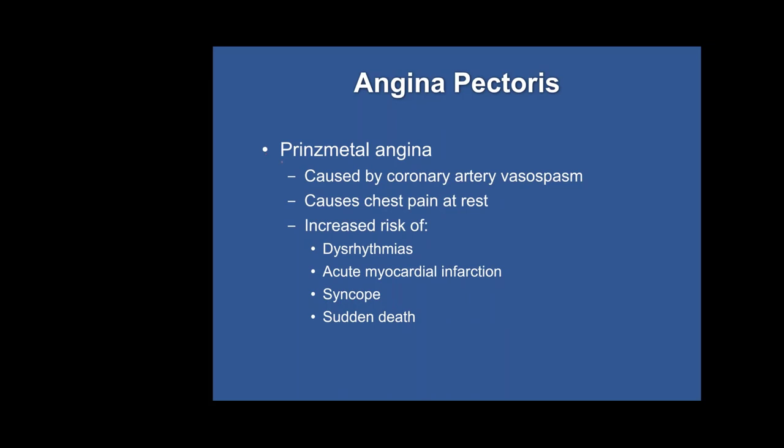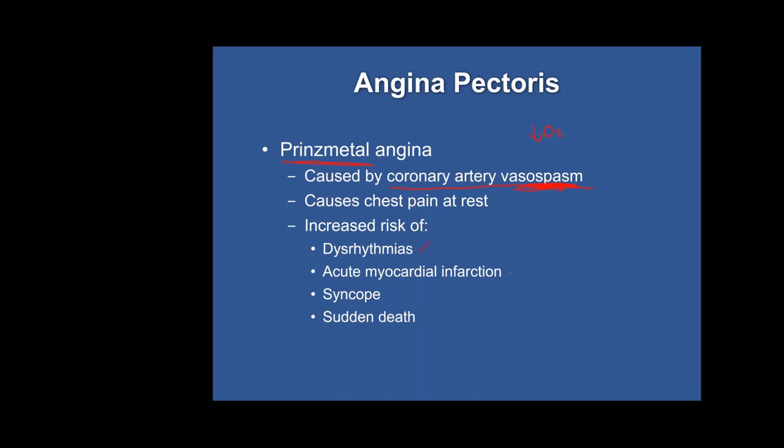Prinzmetal angina is one of those vasospastic MIs, or vasospastic chest pain. But it's still the root cause, which is the low oxygen to the cardiac muscle tissue. Again, it's the constriction of the blood vessels. Once they identify that that's what's actually causing their chest pain, the diagnosis might be Prinzmetal angina. It causes chest pain at rest. For whatever reason, those blood vessels constrict, and now it's reducing the flow to the heart, so they're having that chest pain.